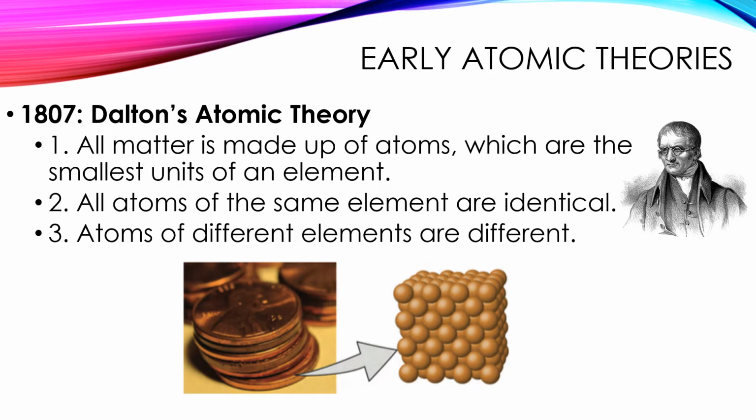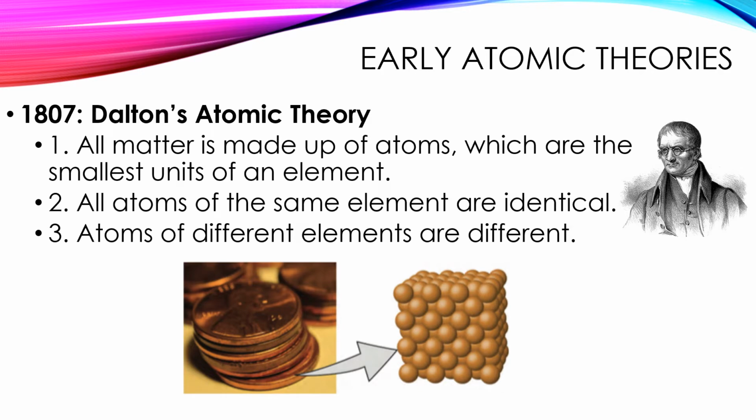The first is all matter is made up of atoms, which are the smallest units of an element. We'll talk about how that last part, the smallest unit, is actually not true. Now we know we have protons, neutrons, and electrons. Number 2, all atoms of the same element are identical. We'll look at how isotopes go against that.